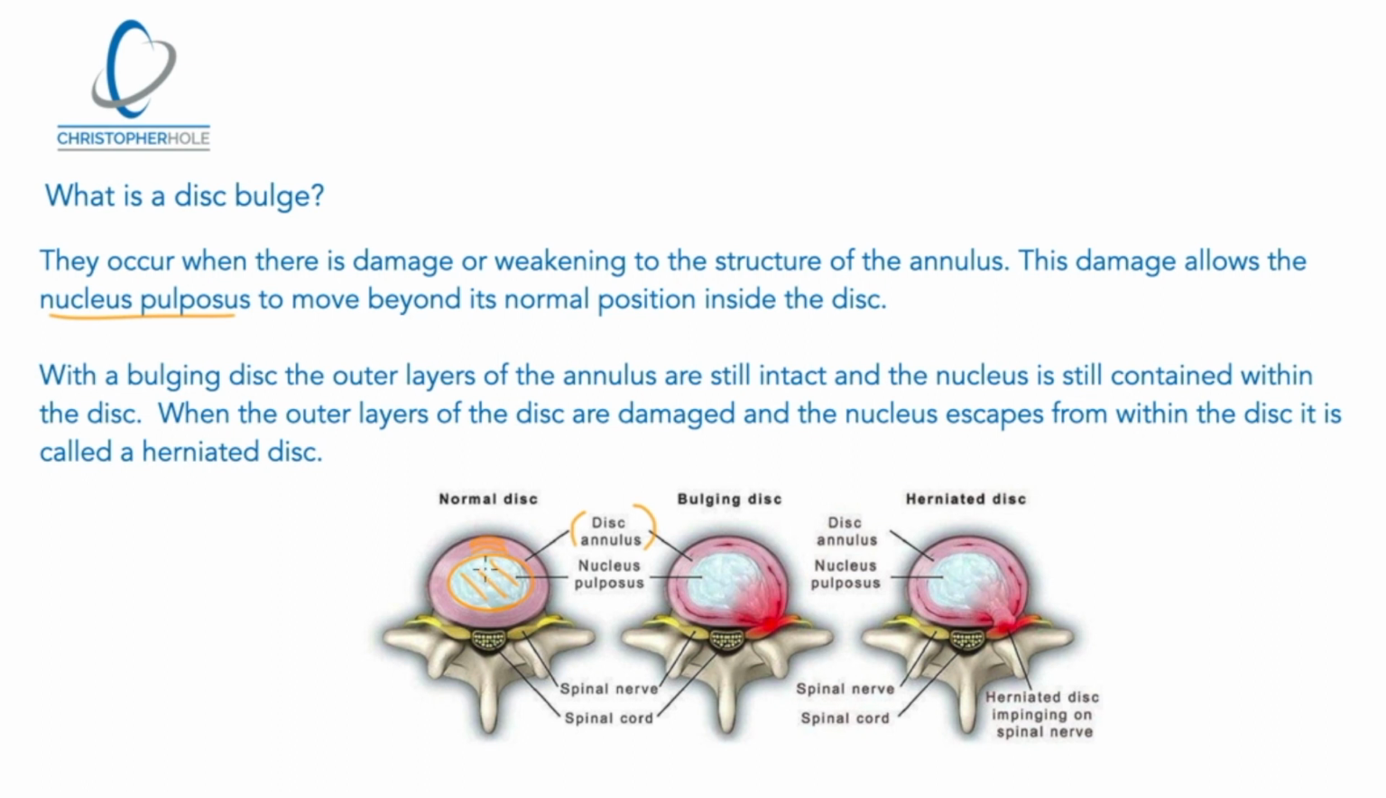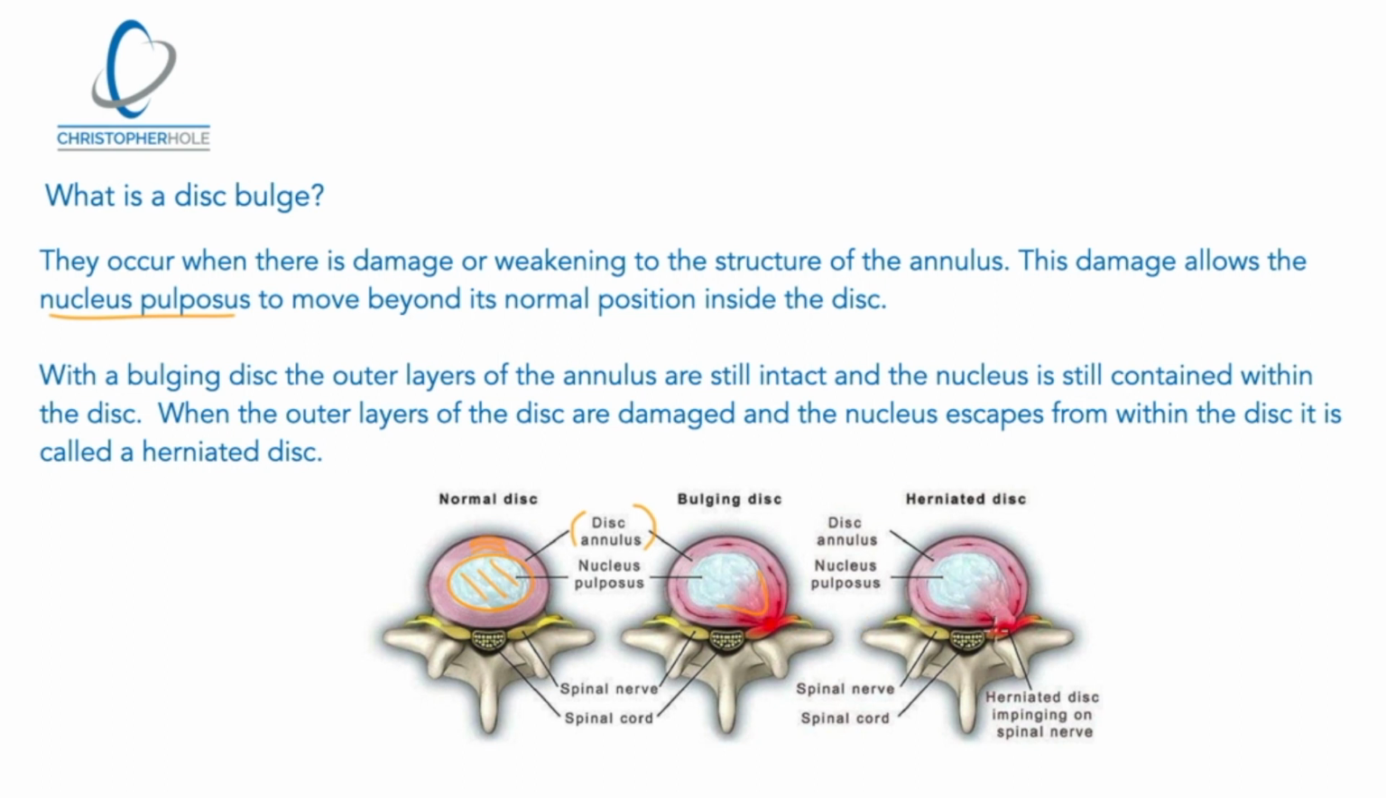What basically happens is these layers delaminate, they weaken, and then the nucleus starts to move from where it normally is, and you can see that movement happening here. Now with a bulging disc, the outer layers of the annulus are still intact. So this is when we talk about bulging versus herniated, and the nucleus is still contained within the disc. When the outer layers of the disc are damaged, the nucleus escapes from within the disc, and it's called a herniated disc.